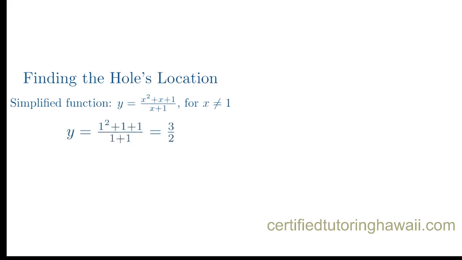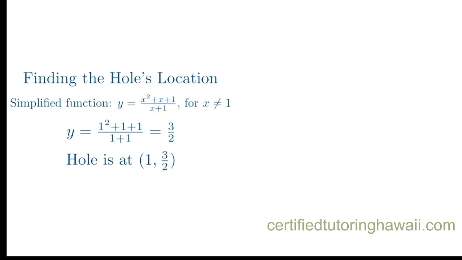Y equals 1 squared plus 1 plus 1 divided by 1 plus 1. This simplifies to 3 over 2. So, the hole in the graph of r of x is located at the point 1, 3/2. We have found the location of our hole. But let's not stop there.